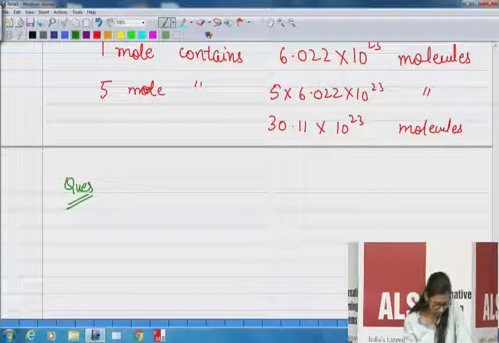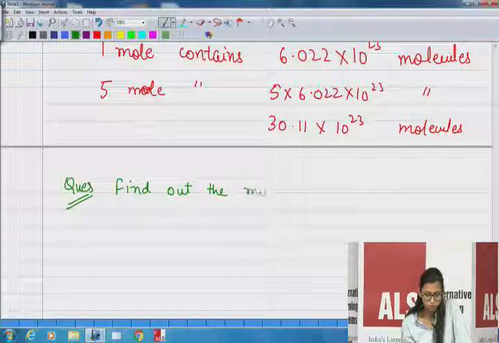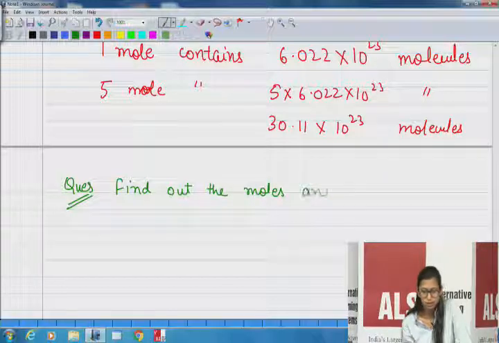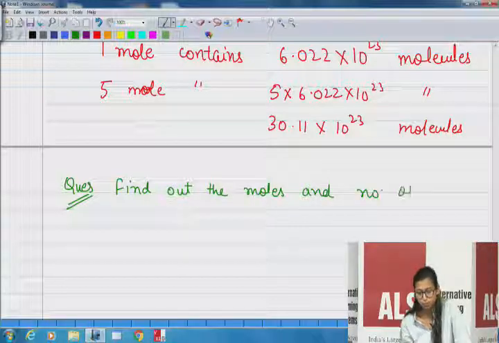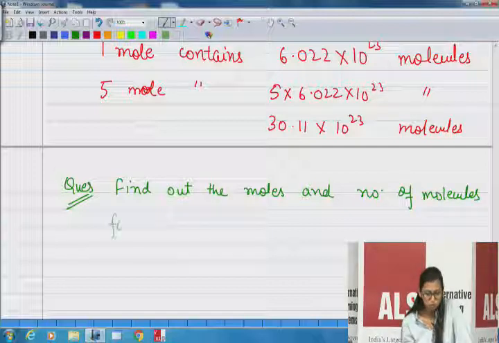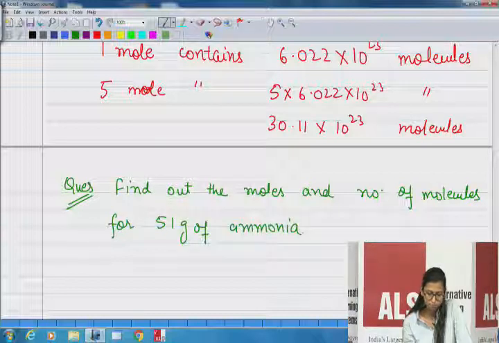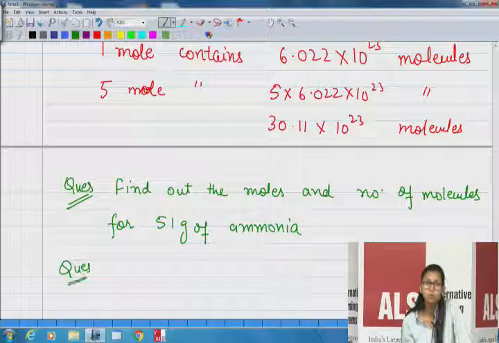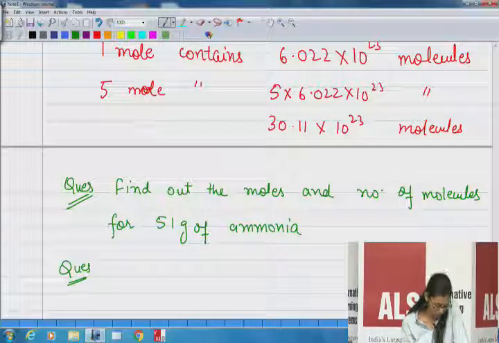So I'm writing it here. Find out the moles and the number of molecules for 51 grams of ammonia. One more question, okay? Only 2 questions I am giving you.